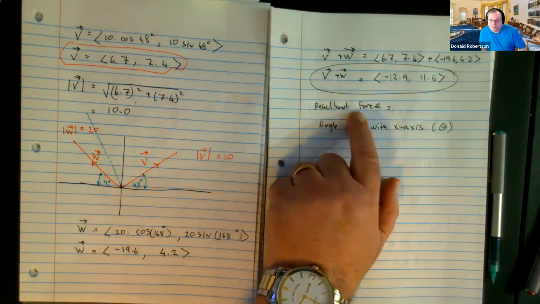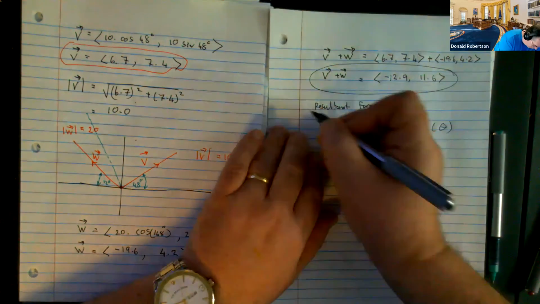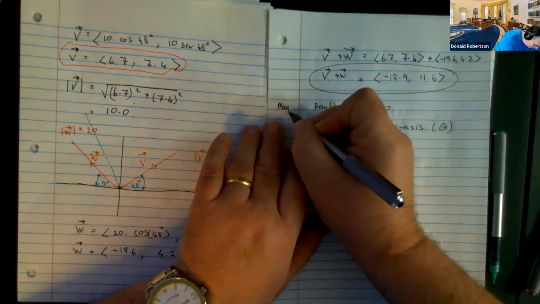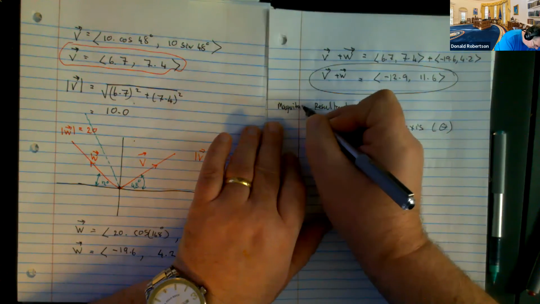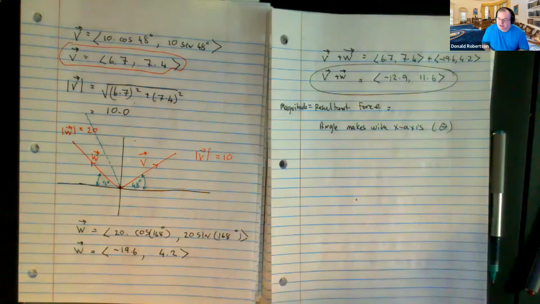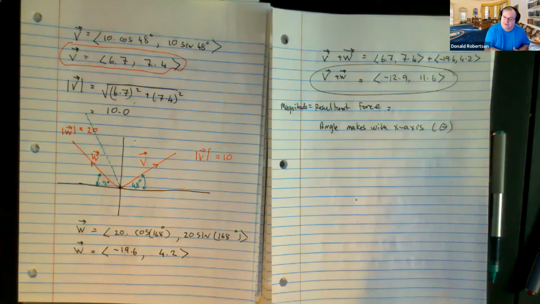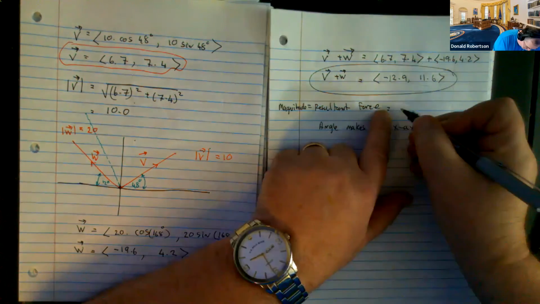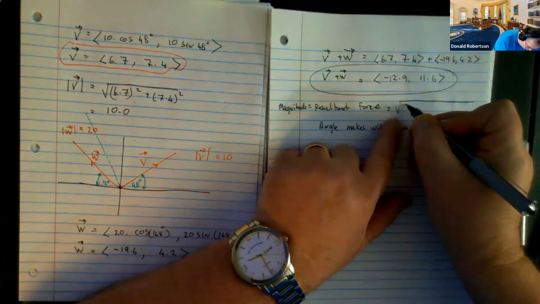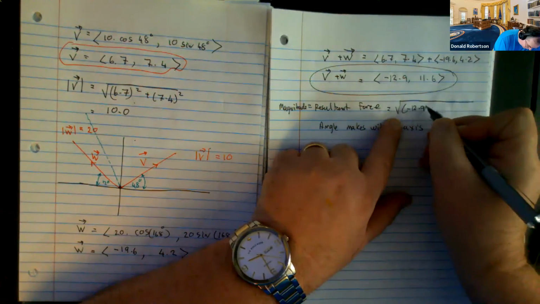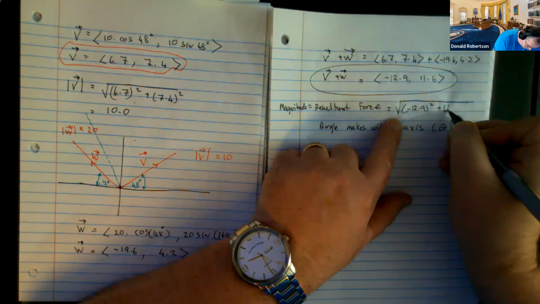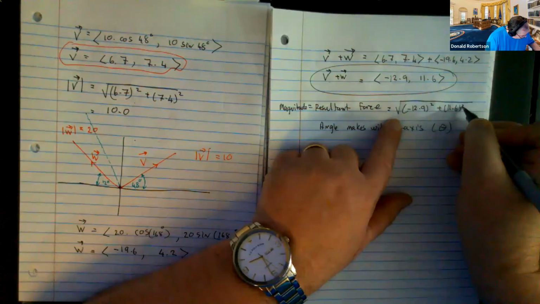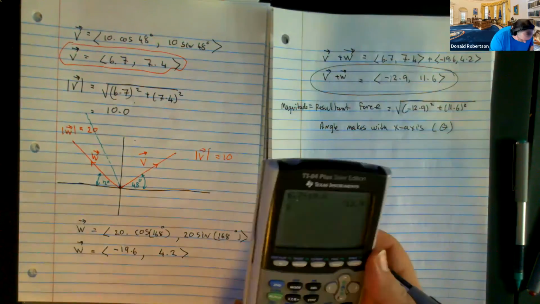Well, the resultant force is just another word for the magnitude. The length of a vector in these stories represents force. Long vectors, big force. Little baby vectors, almost no force at all. So the resultant force is negative 12.9 squared, add 11.6 squared. And again, I'll do this to 1 decimal place.